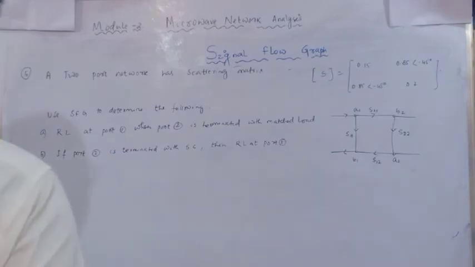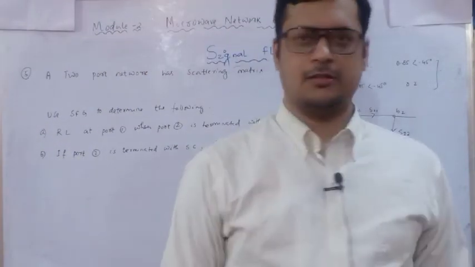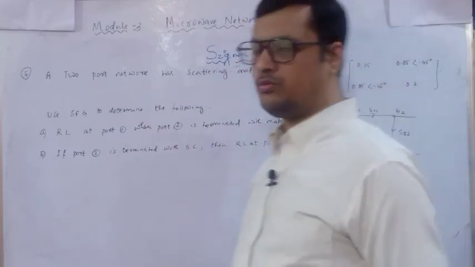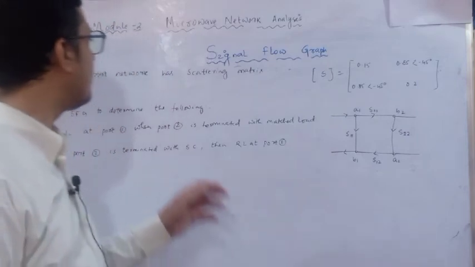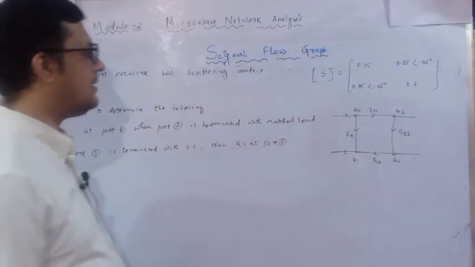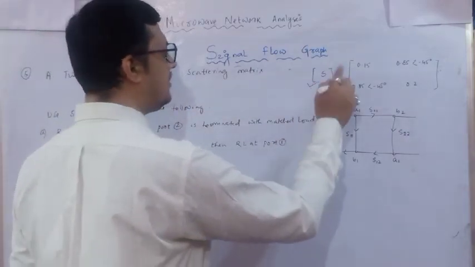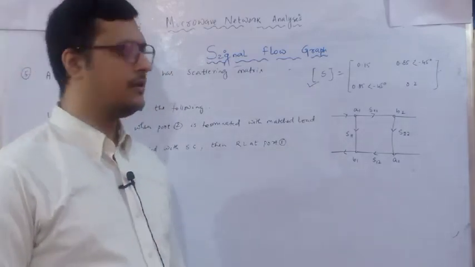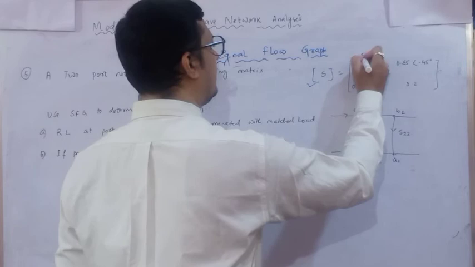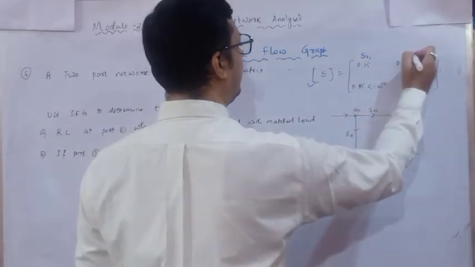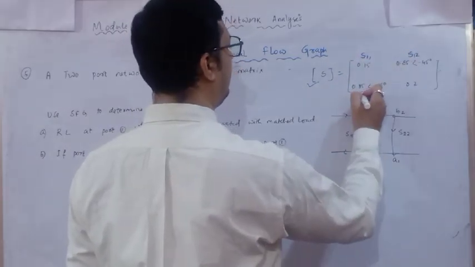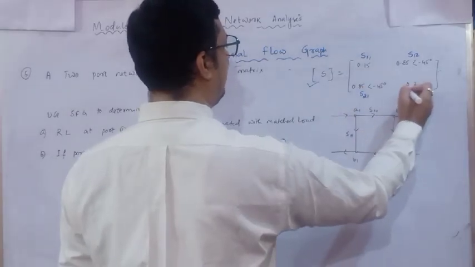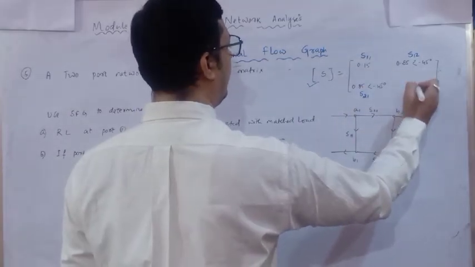Okay, so this is one more question. This is the last question which we are going to discuss today. Here a 2-port network has a scattering matrix. So this is our scattering matrix given. As the scattering matrix has 4 elements, that means it is a 2-port network. We have S11 as 0.5, S12 0.85, S21 as 0.85 angle minus 45 degree and S22 as 0.2.